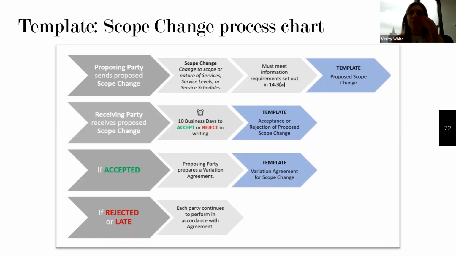Another example of a process chart is this scope change process chart. What you can actually do that's really cool is you step out each of the items that you need to do to follow the particular contractual clause. And then you can link that to a template that would actually give you the pre-approved letter or template for that particular action within that clause.